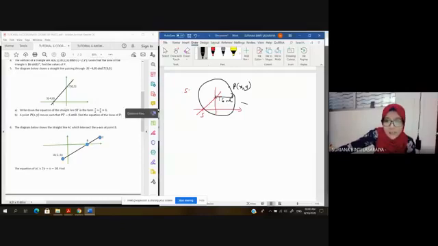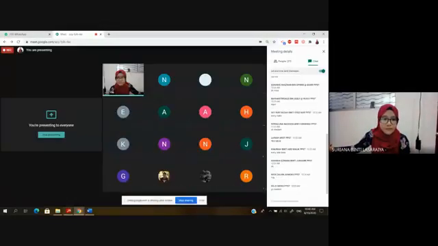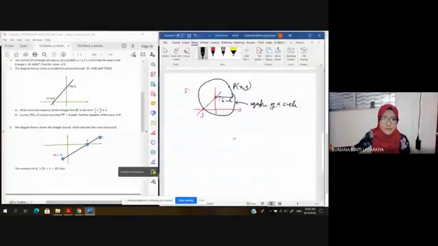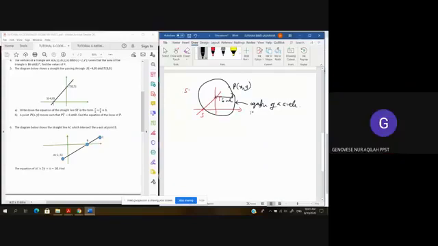Can you find this equation? Maksudnya we are trying to find equation of a circle kan? Siapa lagi baru masuk? Boleh? Can you find the equation of a circle? Boleh.